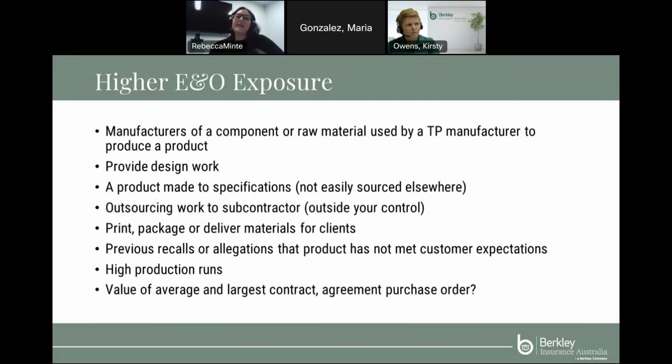So moving on, we sort of covered the basics of what the E&O extension is. So what sort of client is at higher exposure for an E&O claim? What sort of clients should you be really selling the extension to?